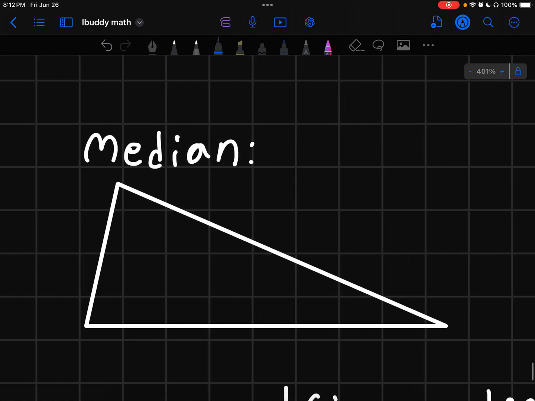Next, we have a median. A median is a line segment from the vertex to the midpoint of the opposite side. So let's say this is the midpoint, label that M. This is the median.